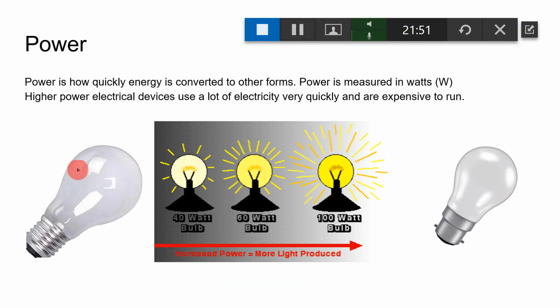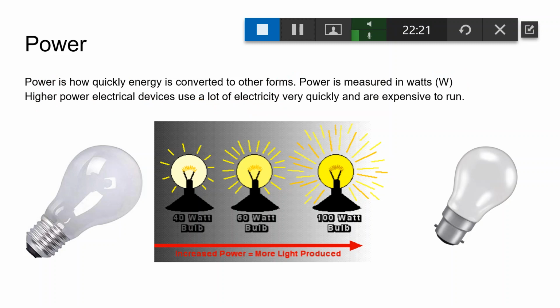So power then, just to zoom back out and look at it from a higher level, power is how quickly energy is converted to other forms, how it's changed from one form into another. The more powerful something is, the quicker it's able to convert energy from one form into another. So power is measured in watts. Higher power electrical devices use a lot of electricity very quickly. It'll tell you the wattage on the appliance, and the bigger the wattage, the more electricity it'll use.